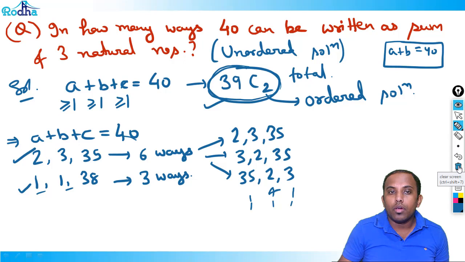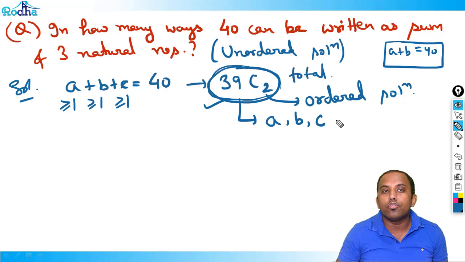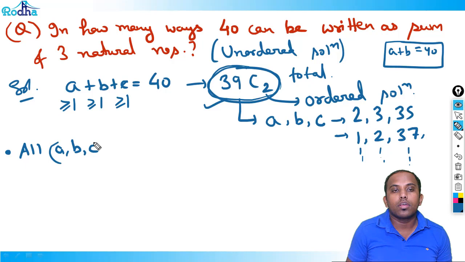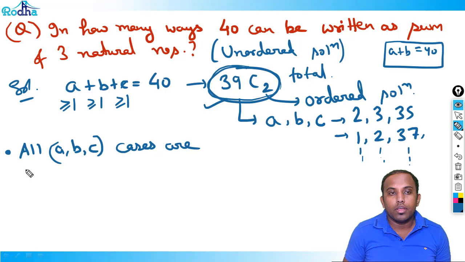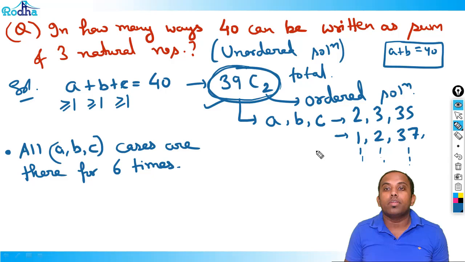Once I write this, the logic is that the total 39 C2 solutions contain the cases of ABC kind. What are ABC kind of cases? All three are distinct numbers, like 2, 3, 35, like 1, 2, 37. So all ABC cases are repeating 6 times, like 2, 3, 35 repeating 6 times, 1, 2, 37 repeating 6 times.